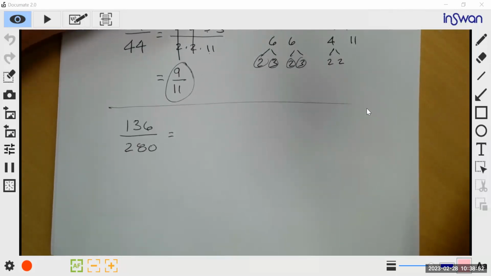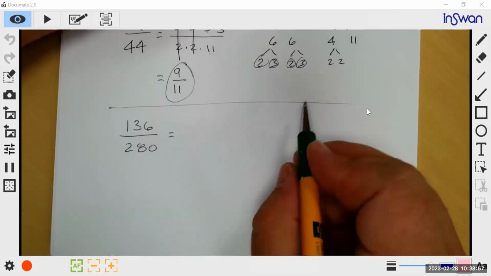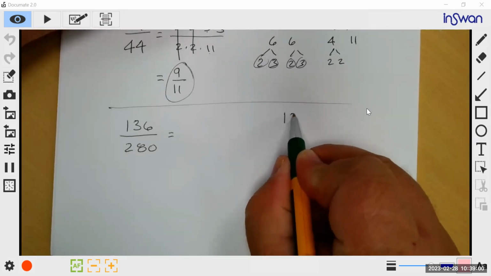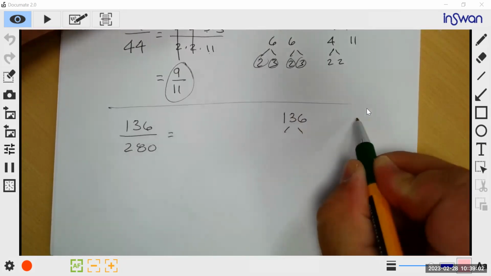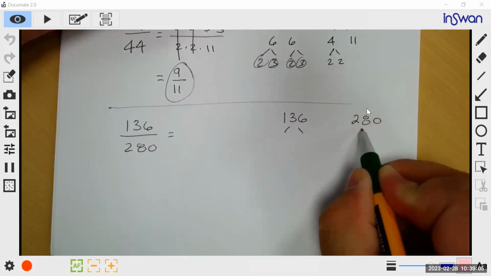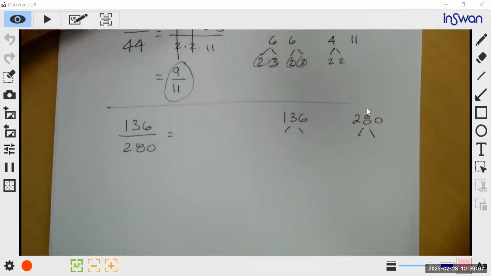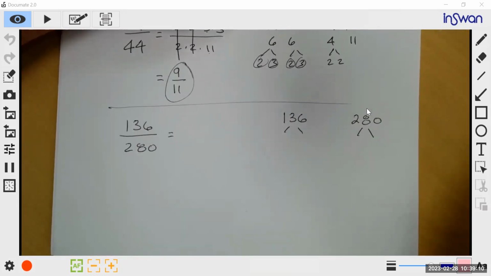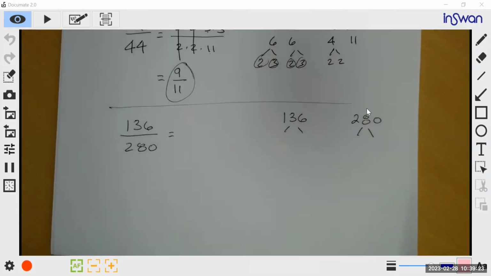Let's look at bigger numbers. 136 over 280. What do you look for in these problems? Like first 136, what do you look for first to factor out? What's the smallest number that fits in there?